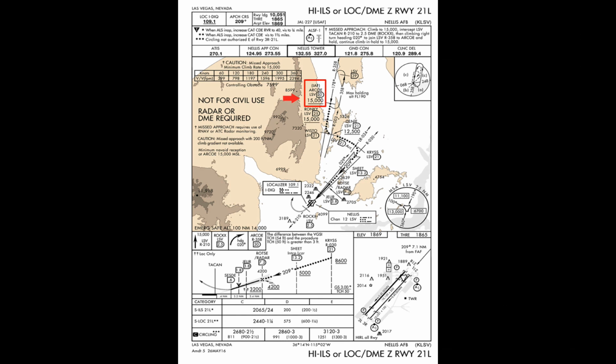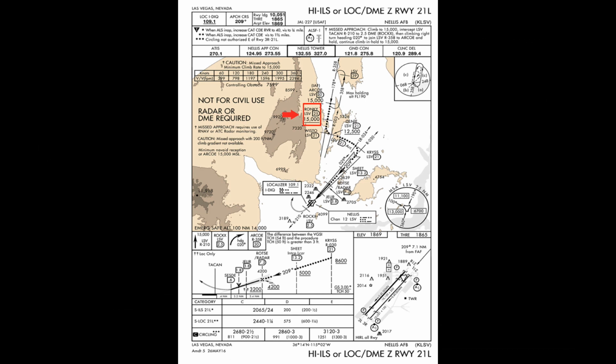So you should be heading 178 towards ARCOE, which is 30 miles from the TACAN beacon LSV at an altitude of 15,000 feet. This is the beginning of your approach, so you're going to be starting off quite high at 15,000, 30 miles from Nellis, heading 178. The next point is going to be RONKY, R-O-N-K-Y. This will be a continuation of your approach heading 178, 25 miles from Nellis LSV at 15,000 feet.